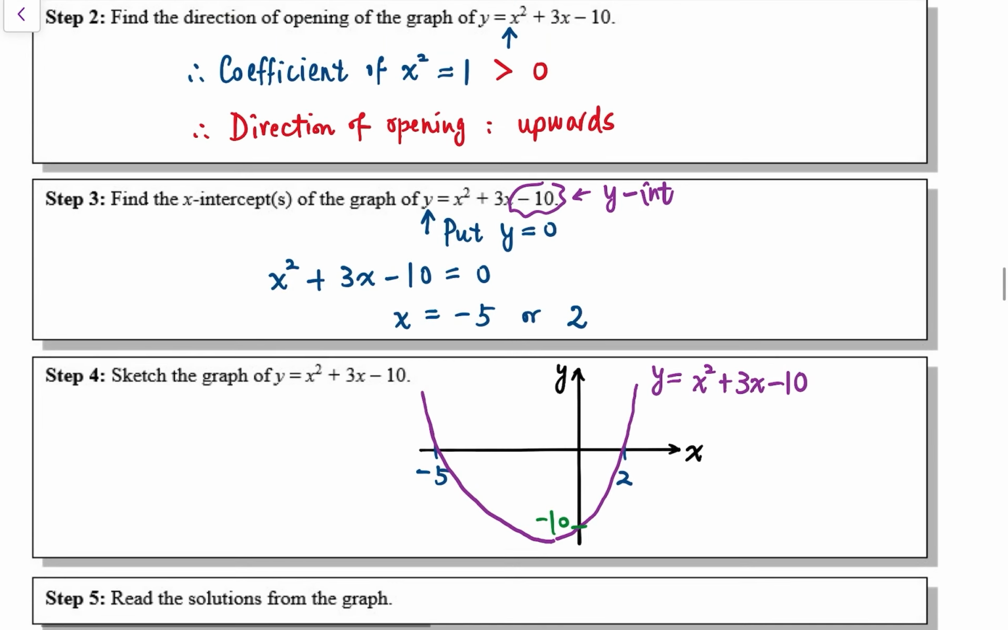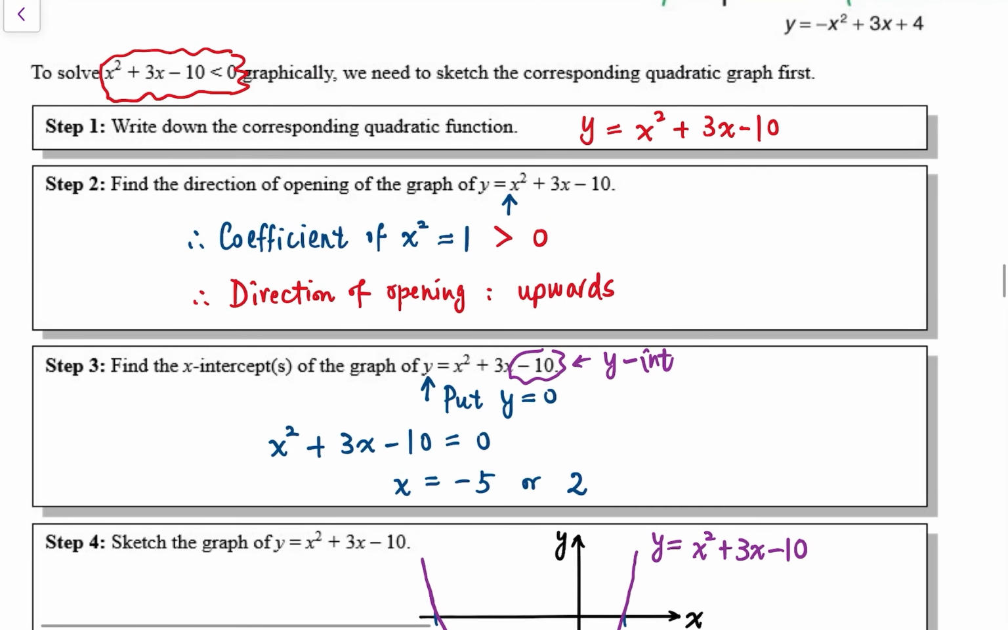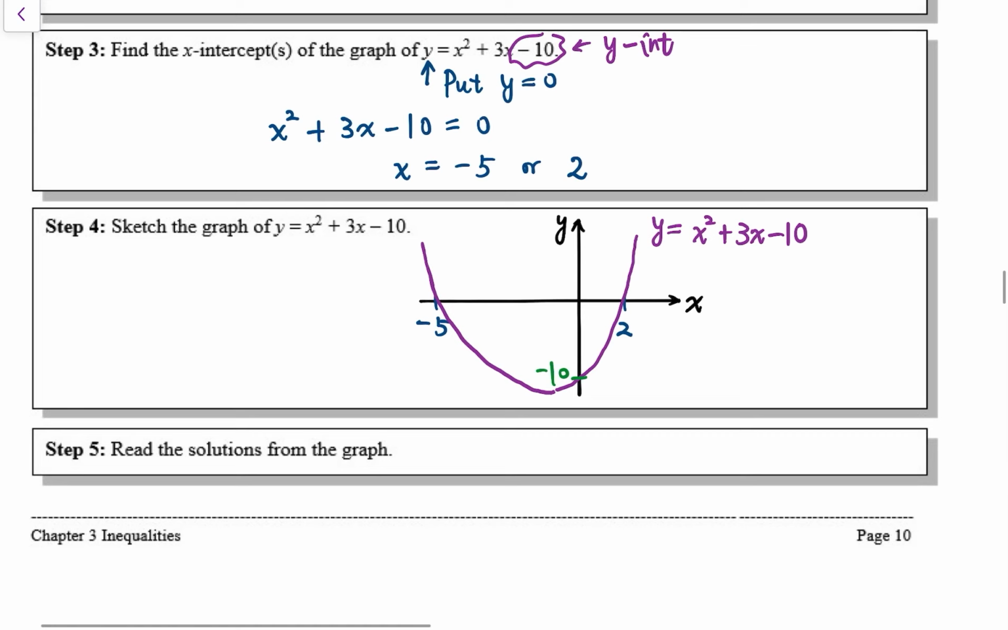So let's go back to the quadratic inequality. We are looking at the range of values of x where y is less than 0. So we are looking at the bottom half of the graph, and x lies in between negative 5 and 2. So we have the solutions to the quadratic inequality.